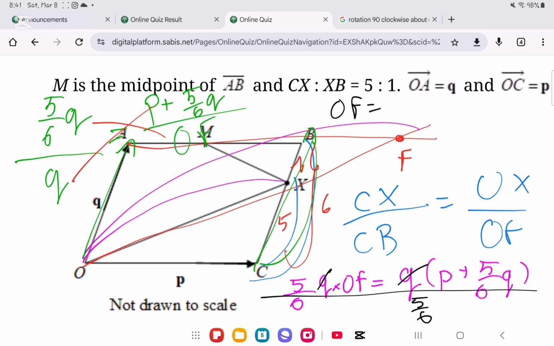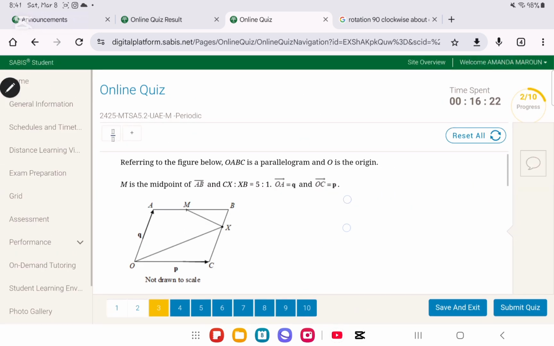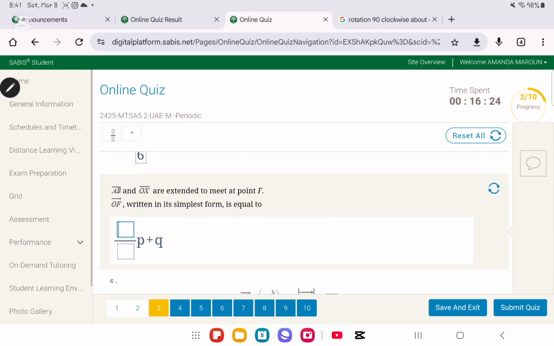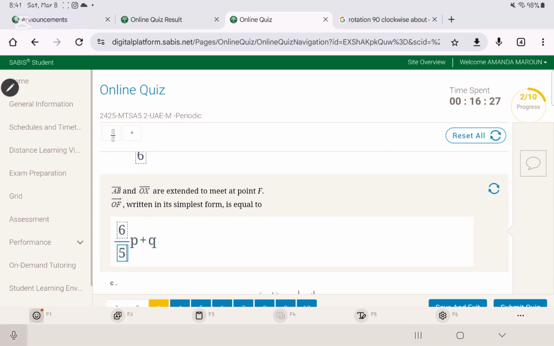By dividing both sides by 5 over 6, you are gonna get OF. It is equal to 1P divided by 5 over 6. So on your calculator, if you put 1 over 5 over 6, you are gonna get 6 over 5P, plus 5 over 6Q divided by 5 over 6, which is 1Q. So very simply, the value of OF is equal to 6 over 5P plus Q. 6 over 5P plus Q.